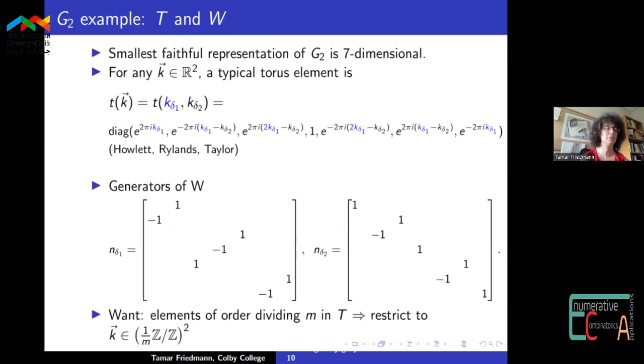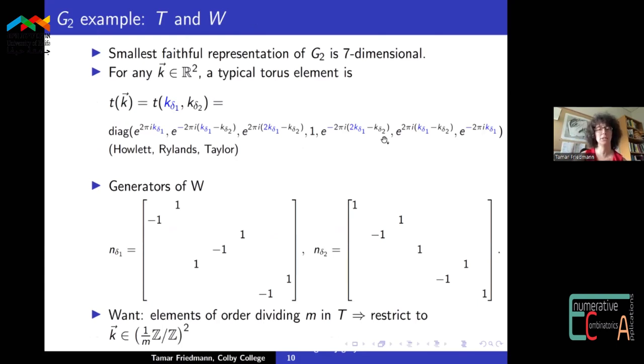So let me tell you a little bit about what happens with G2, which is the smallest example. The smallest faithful representation of G2 is 7-dimensional. And now we need to see what a typical torus element is and how the Weyl group acts on it. It's not as easy to find this as it is for the classical groups, which you can find in any old textbook, but we're lucky to find a paper by Howlett, Rylance, and Taylor that actually gives us torus elements for all the exceptional groups.